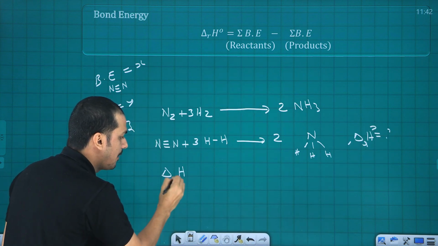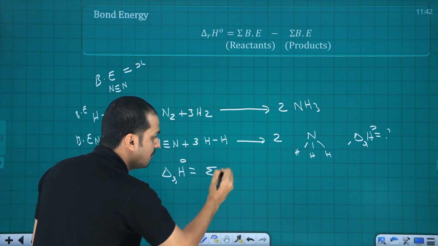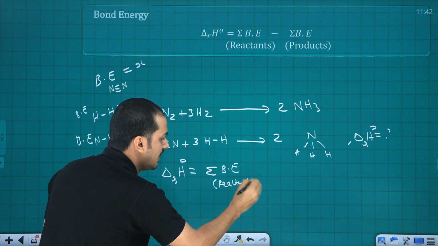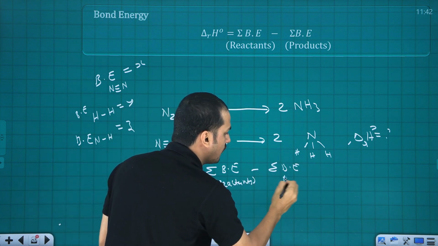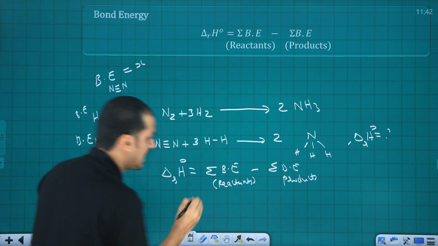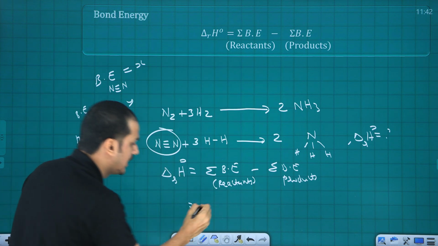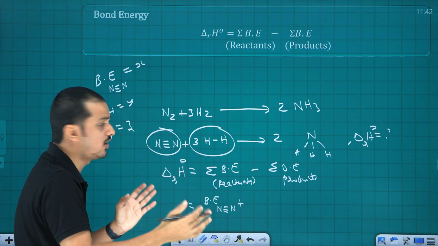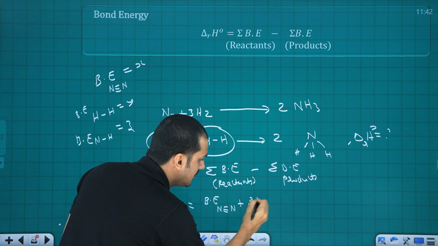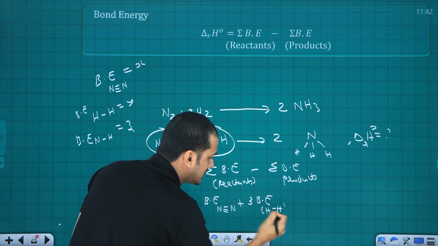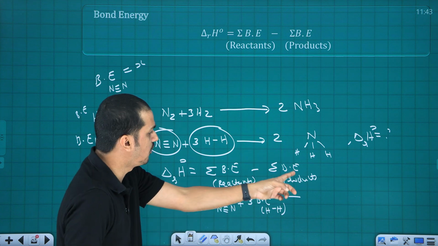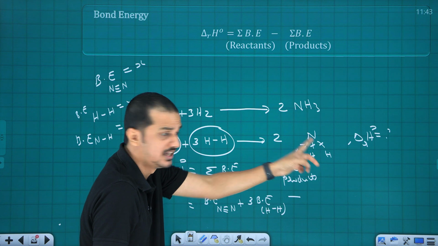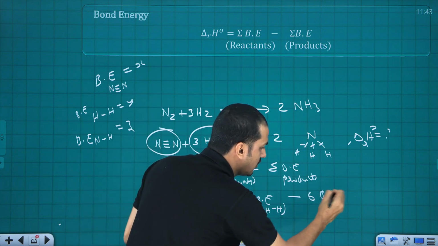Enthalpy of reaction is equal to sigma bond energies of reactants minus sigma bond energies of products. Which are the reactant bonds here? 1 N triple bond N, so bond energy of N triple bond N plus 3 times bond energy of H single bond H. Clear? And minus the bond energy of products. How many bonds are there? 1, 2, 3, 3 NH bonds in 1 NH3. Like that 2 NH3 means 6 bond energy of NH.